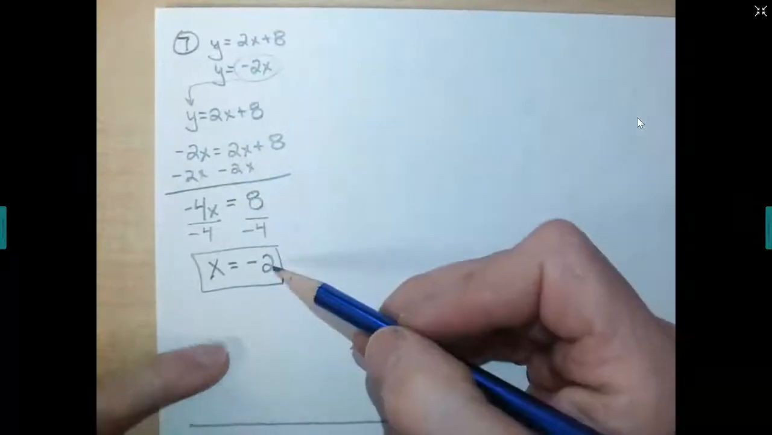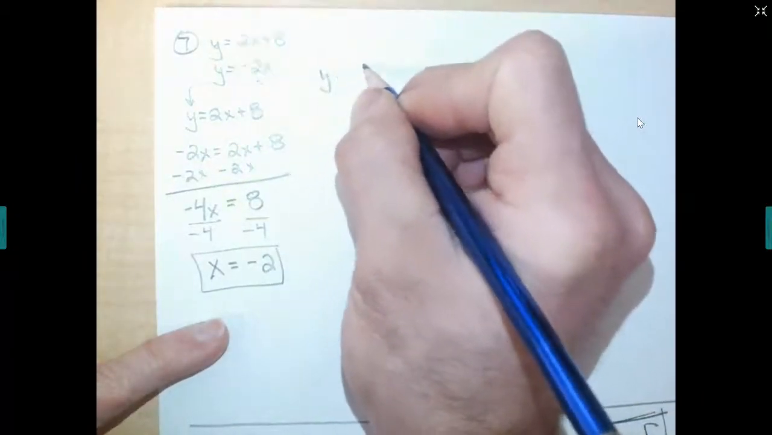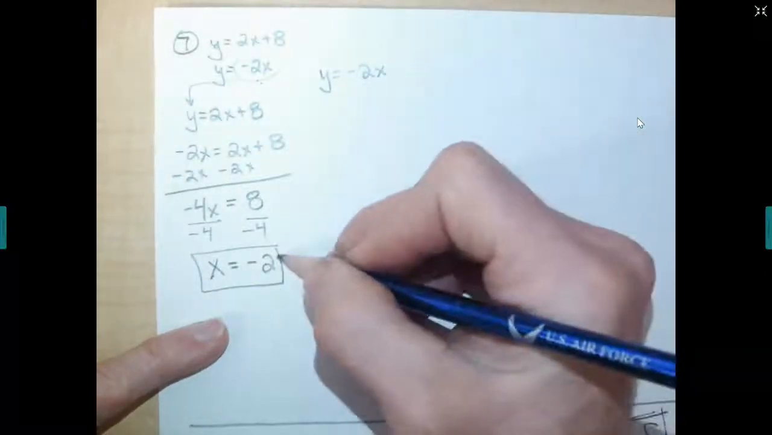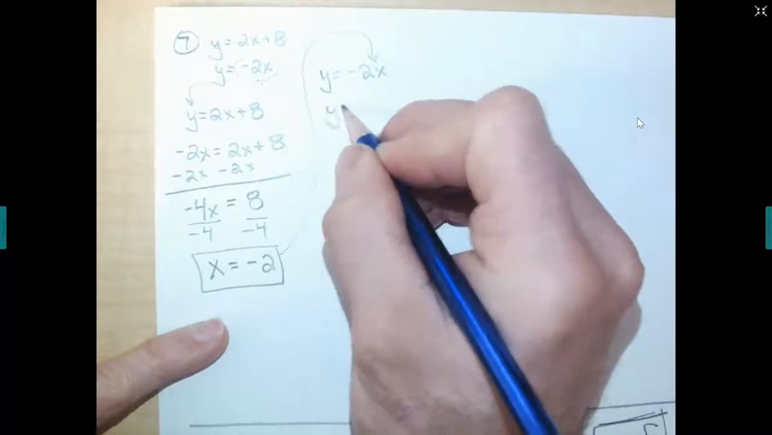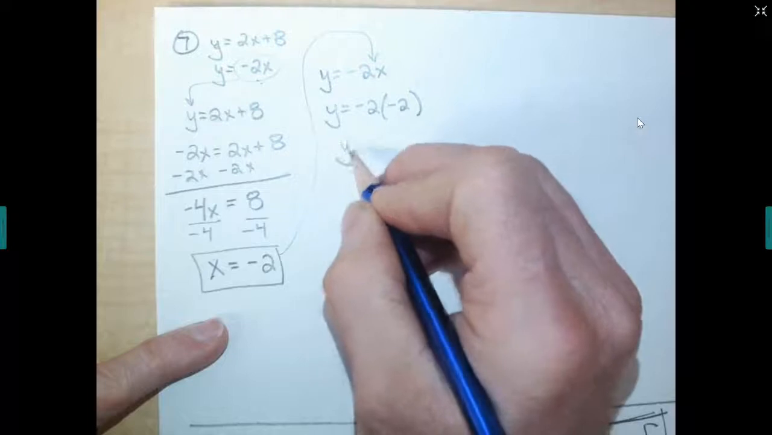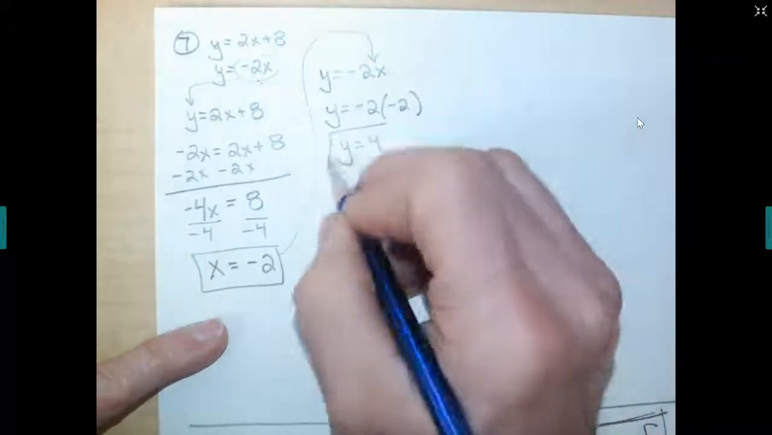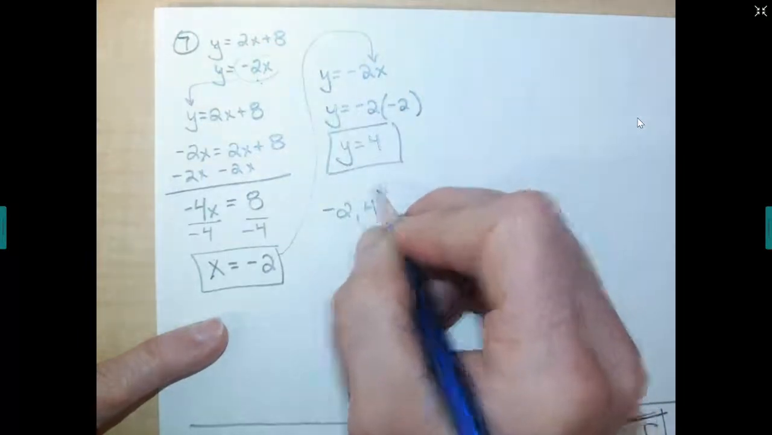Now I'm going to plug this back into here. So y equals negative 2x. Plug this in for x. Y equals negative 2 times negative 2. Y equals 4. So my answer is negative 2, 4.